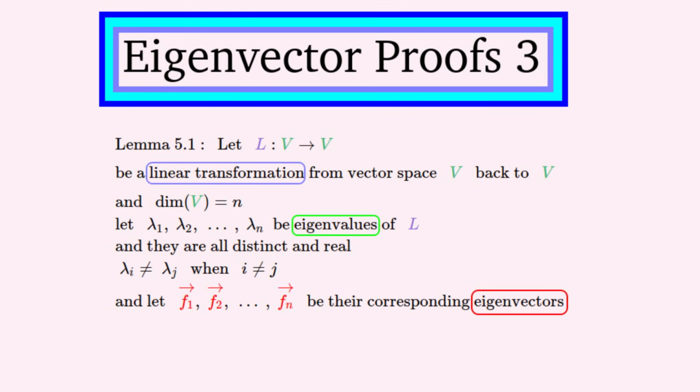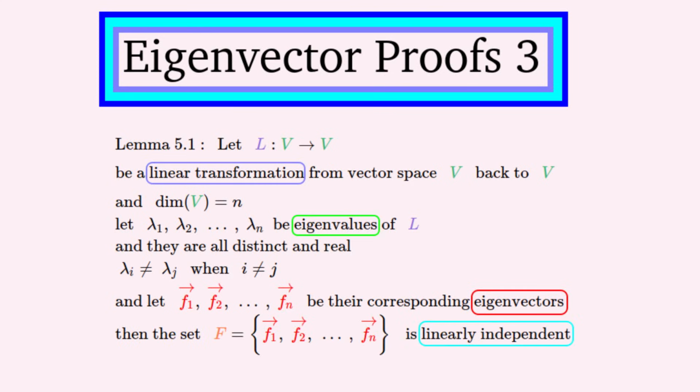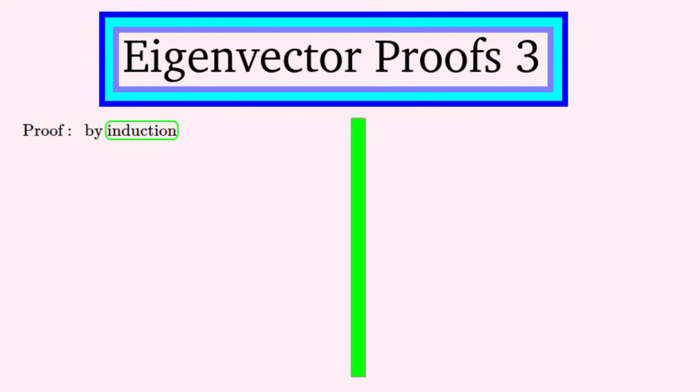These vectors are the eigenvectors of L, and they correspond to the eigenvalues of L, like f2 and lambda2 go together as a pair. So this theorem says that this set of vectors that are eigenvectors of L must be linearly independent. So now to prove this theorem, we'll do it by induction.